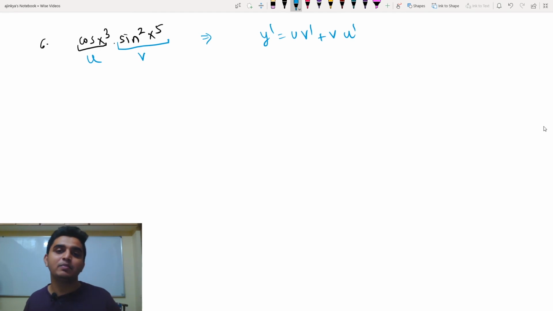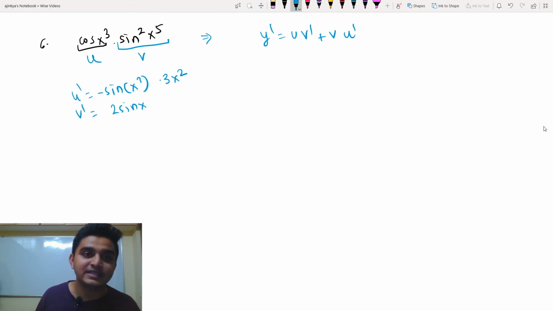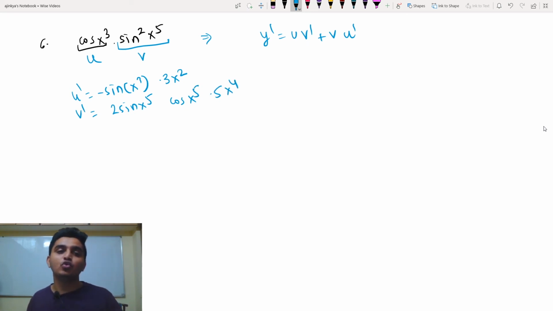This is a very basic product rule, and since u equals cos of x cube, u dash will be minus sine of x cube times 3x square, right? And v dash will be 2 sine of x raised to 5. Be careful that it is not sine raised to 5. The next function is sine, so you take it as cos of x raised to 5 times 5 times x raised to 4. And this is a basic rule which we call the chain rule.